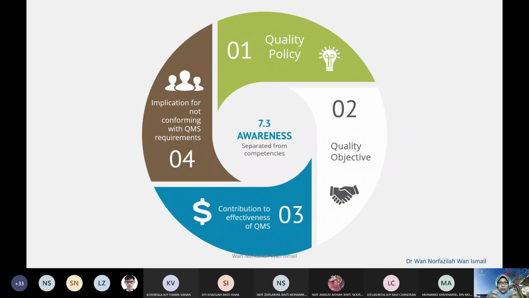Okay, this cleaner is also a person involved in the lab. Without her contribution, you will not get an effective quality management system, because one of the resources is environment. Cleanliness is one of the requirements, right? So to make sure the lab is clean, we need to have a knowledgeable cleaner. This cleaner knows how to handle broken glass.